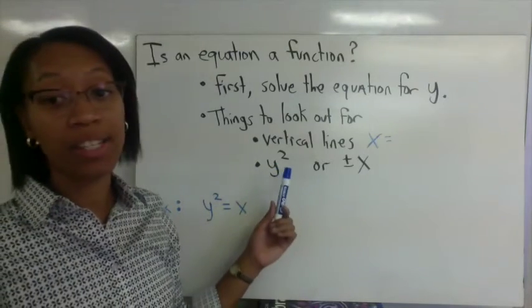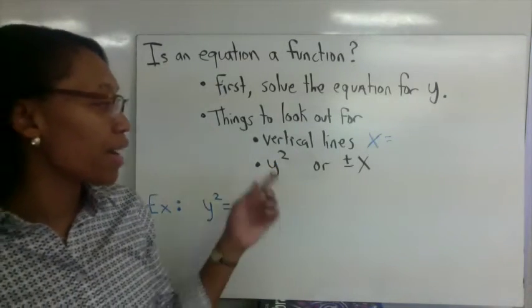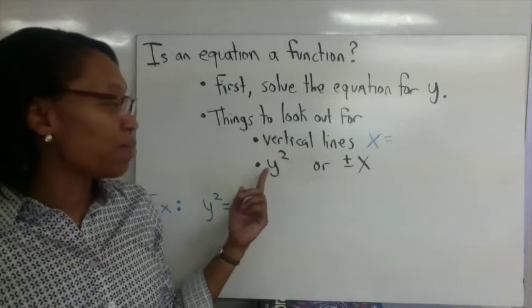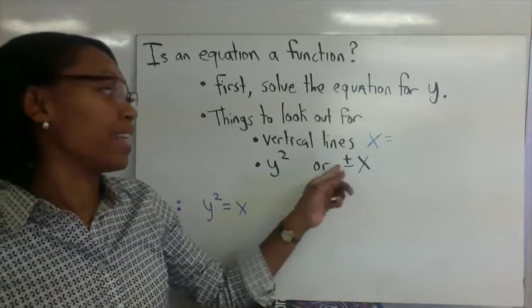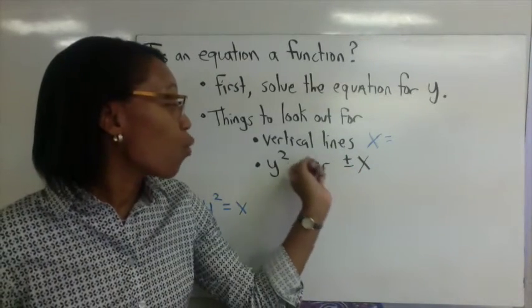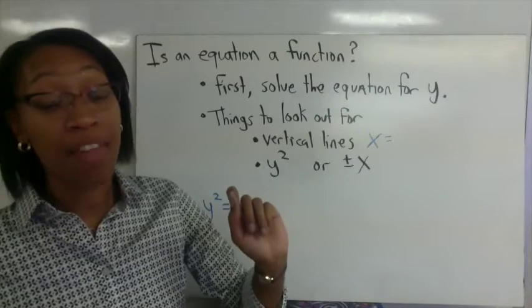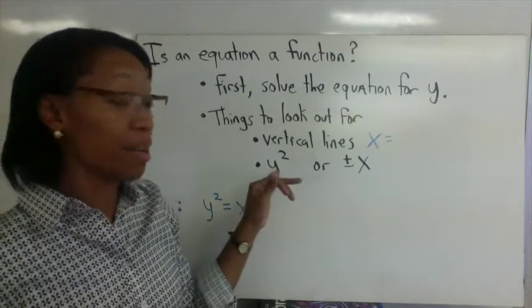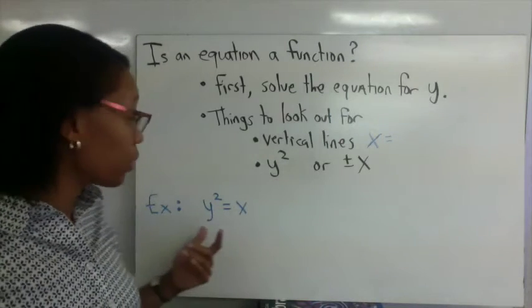Another thing to look out for is y squared. And if it has a y squared in it, when you solve for y, you're going to end up taking the square root of both sides and getting plus or minus something. Okay? So when you have a y squared, that is not going to give you a function. It's not going to end up with being a function. So let's look at an example of that.